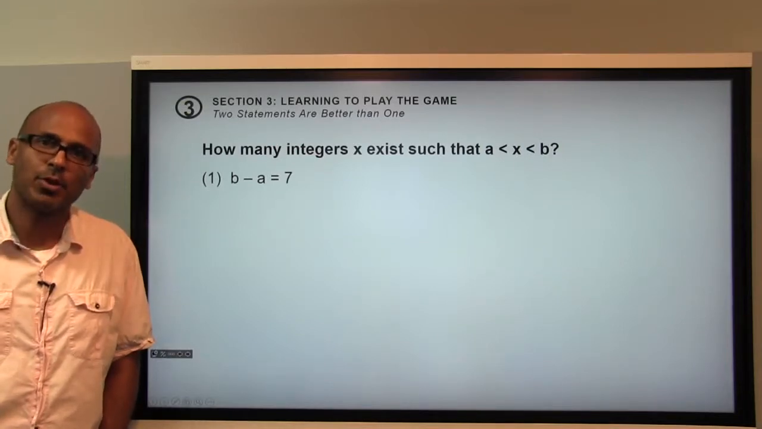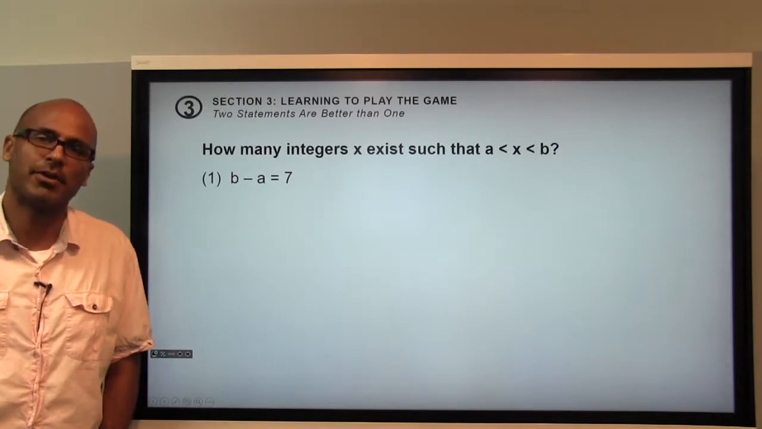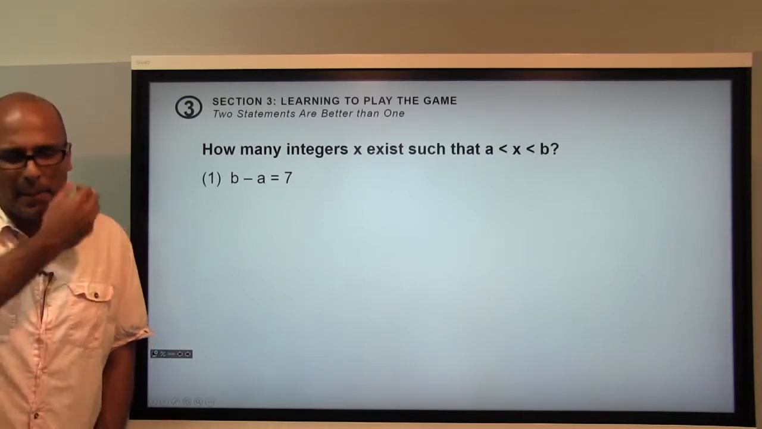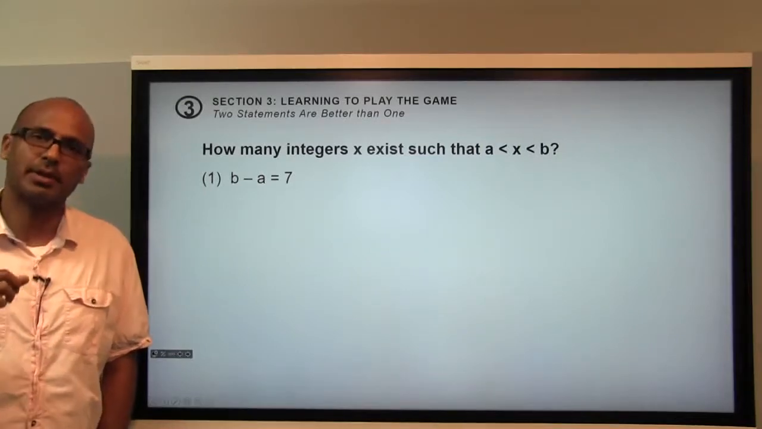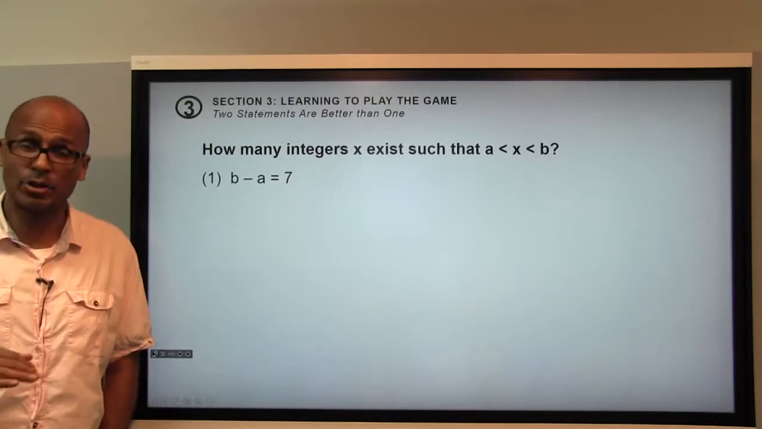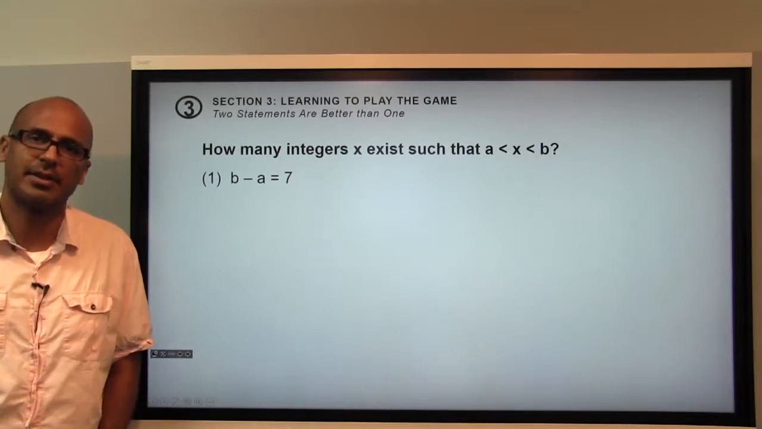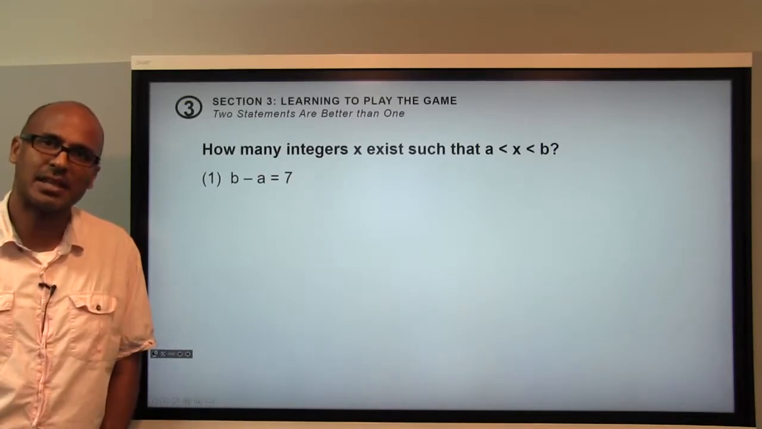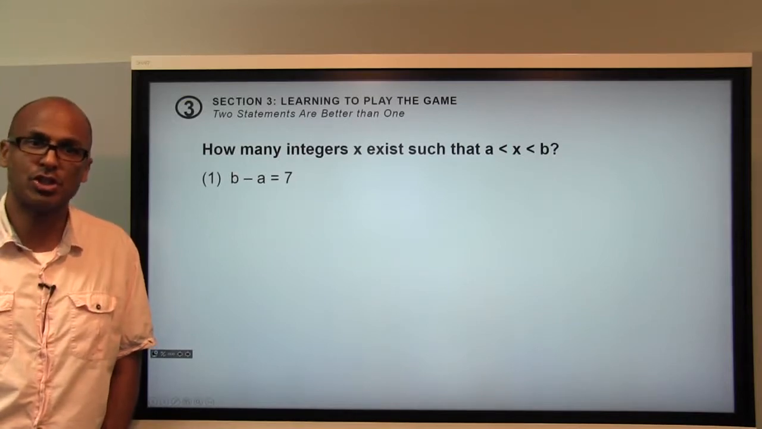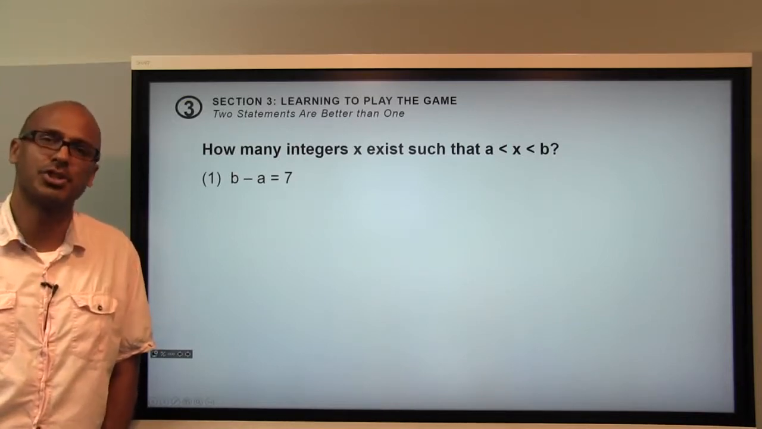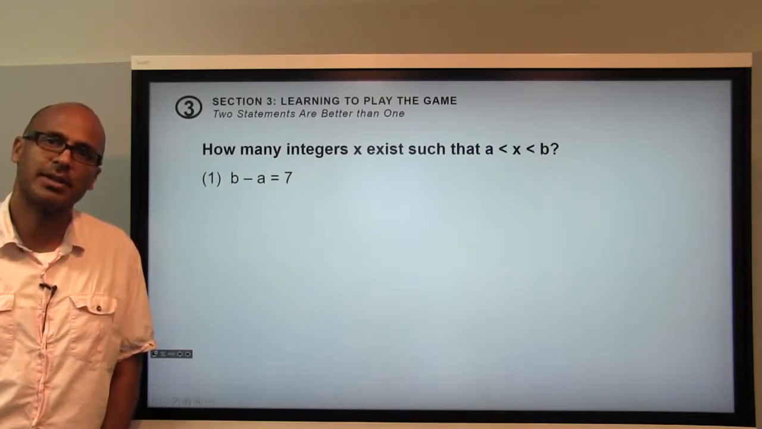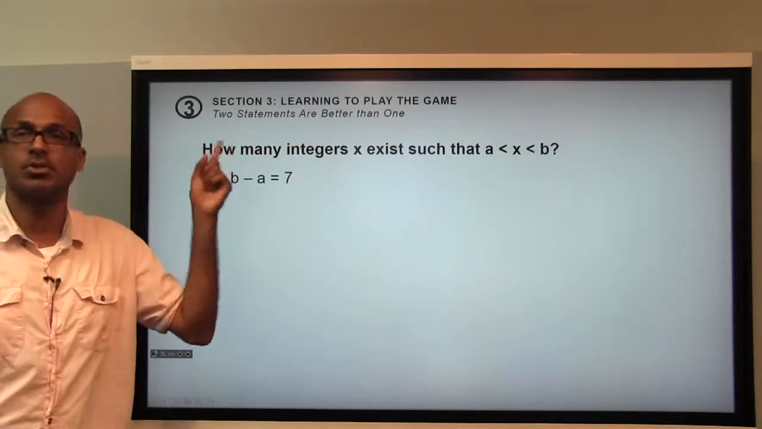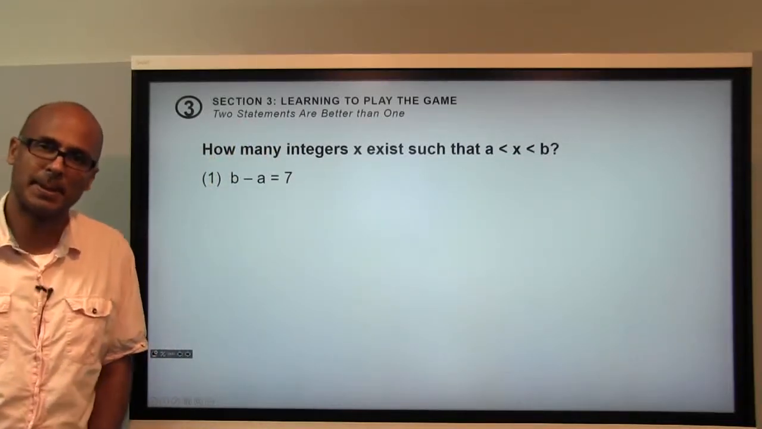The GMAT will always give you 2 statements. 2 statements are better than 1. Why? Because the GMAT, as you all can probably guess, does not allow cheating on this test. But as some of you will be shocked to learn, the GMAT instead rewards cheating on this exam. How do they reward it? Because 2 statements are better than 1.